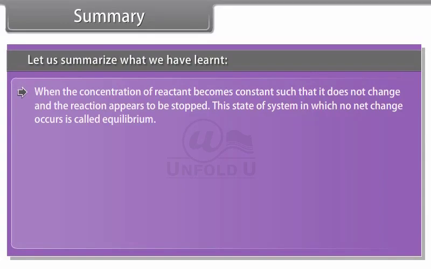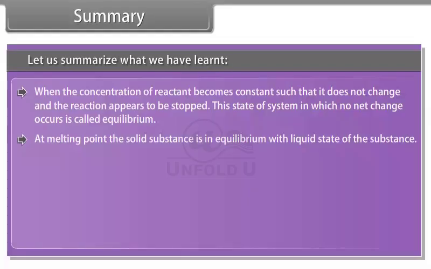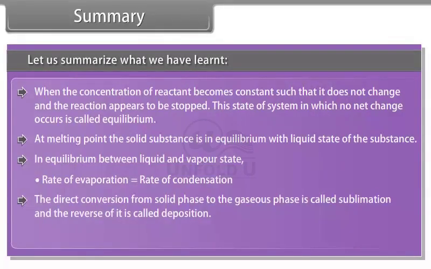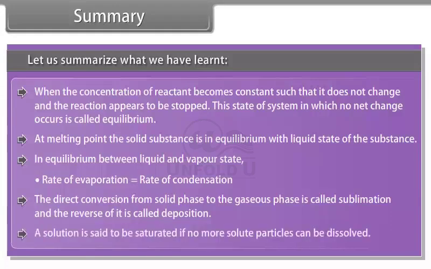Summary. Let us summarize what we have learned. When the concentration of reactant becomes constant such that it does not change and the reaction appears to have stopped, this state of the system in which no net change occurs is called equilibrium. At the melting point, the solid substance is in equilibrium with the liquid state of the substance. In equilibrium between liquid and vapor state, the rate of evaporation is equal to the rate of condensation. The direct conversion from solid phase to the gaseous phase is called sublimation and the reverse of it is called deposition. A solution is said to be saturated if no more solute particles can be dissolved.